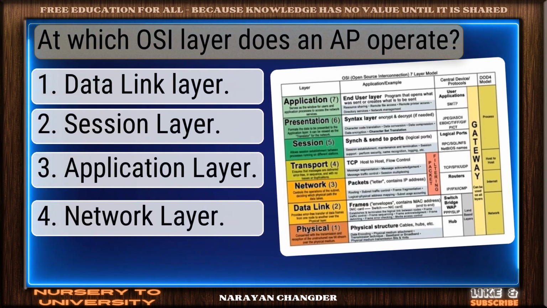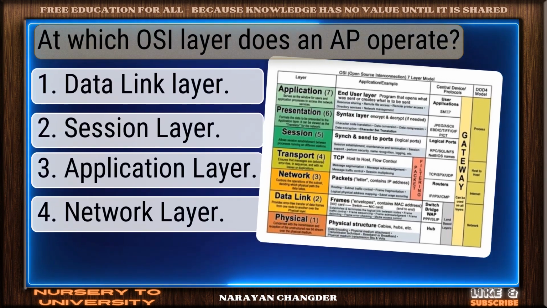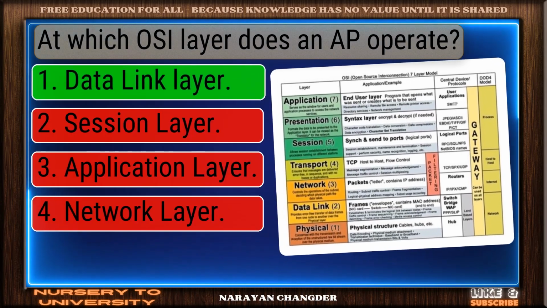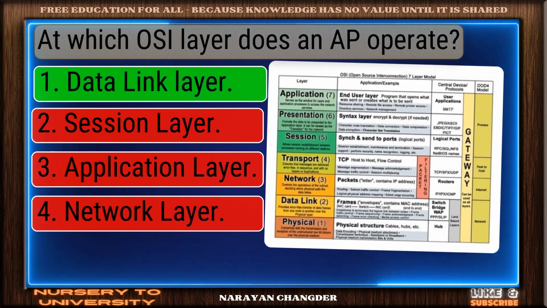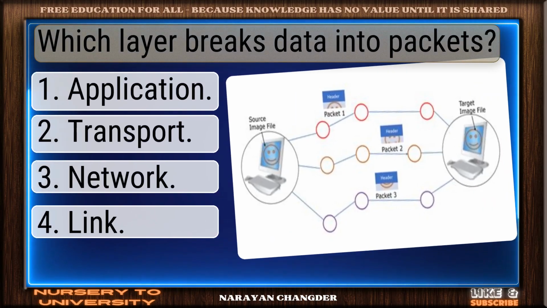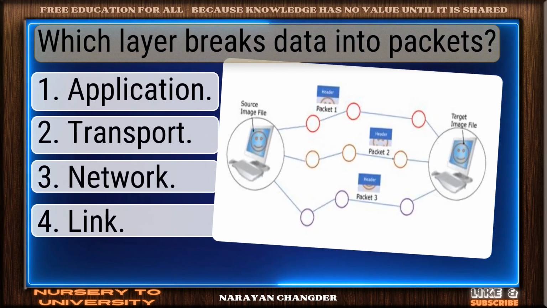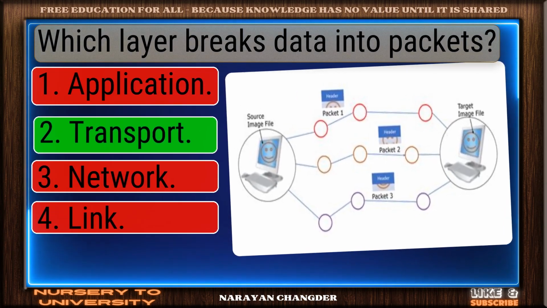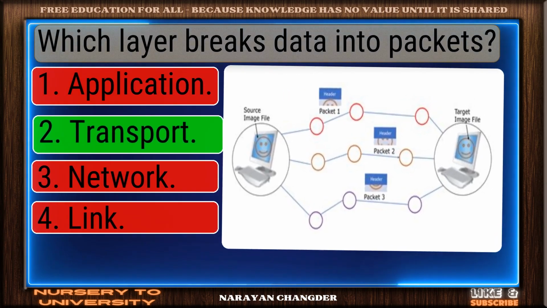Question number 54. At which OSI layer does an app operate? On track. Data link layer is the correct answer. Question number 55. Which layer breaks data into packets? Valid point. Transport is true.